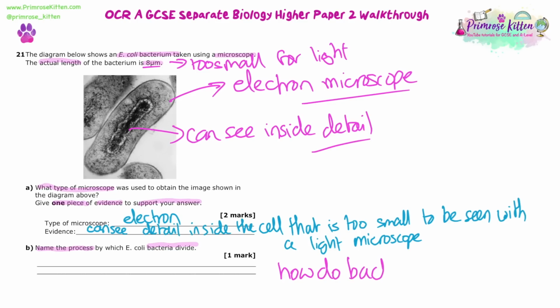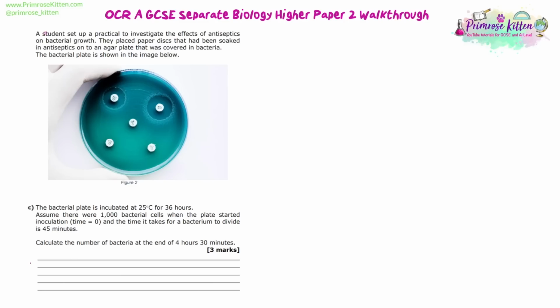So part B, name the process by which E. coli bacteria divide. Okay, so this is just a question that's asking how do bacteria divide? What's the name of the process? Hopefully we know that. It's just a fact we have to know. It's binary fission. On to part C.